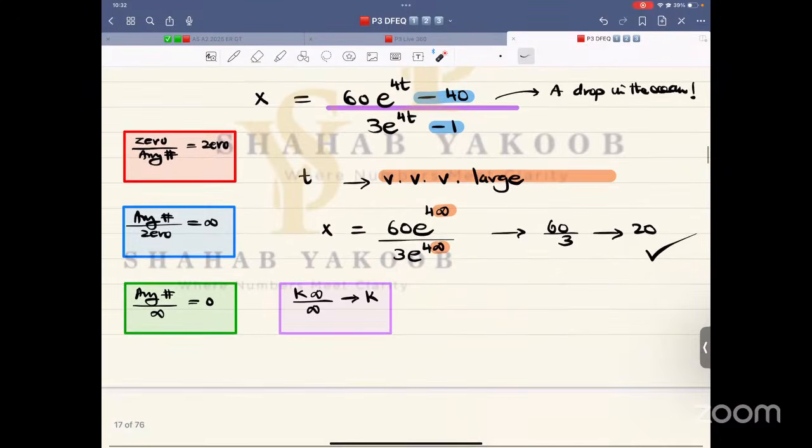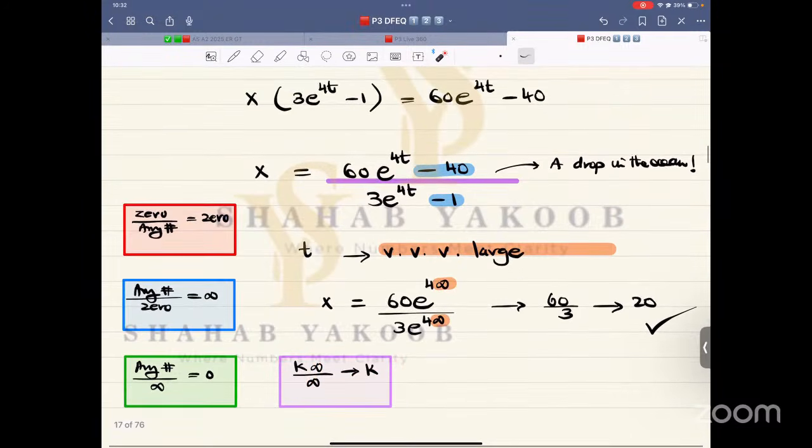Now remember these important rules. 0 divided by any number is 0. Any number divided by 0 is undefined. Any number divided by infinity is 0, and there is a new thing also: k infinity over infinity, infinity cancels, we are left with the k.